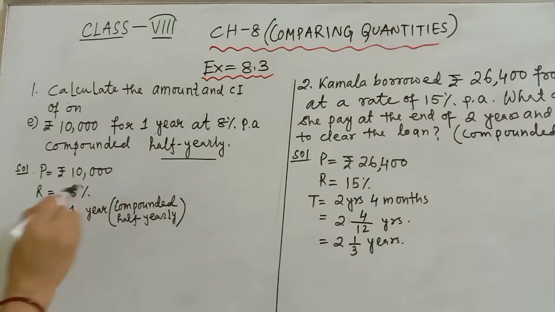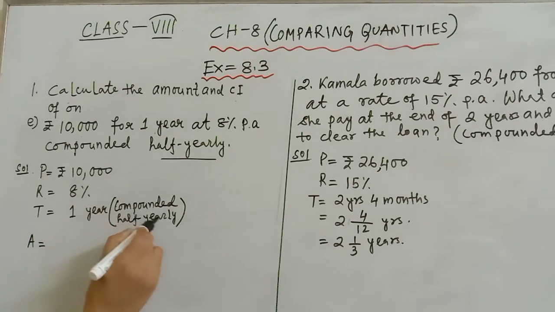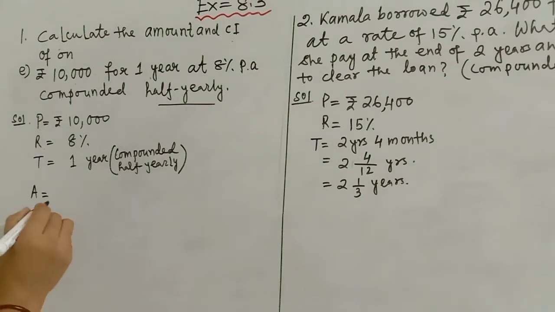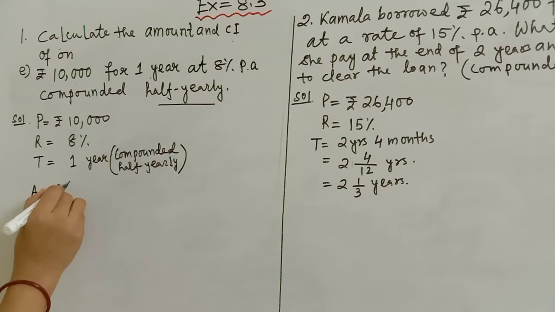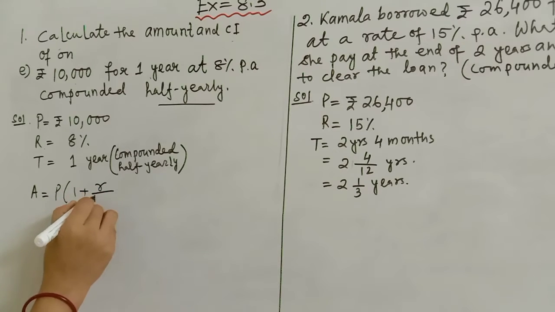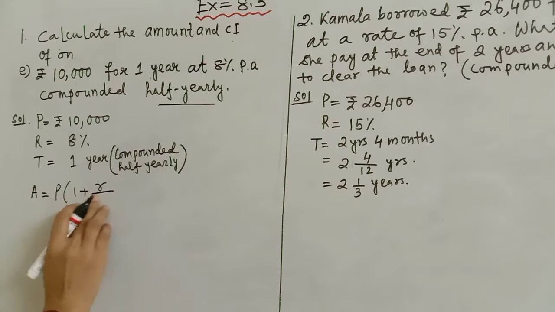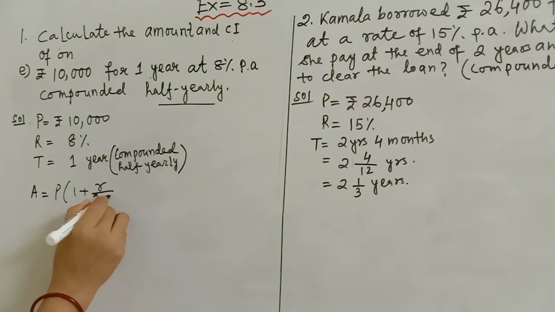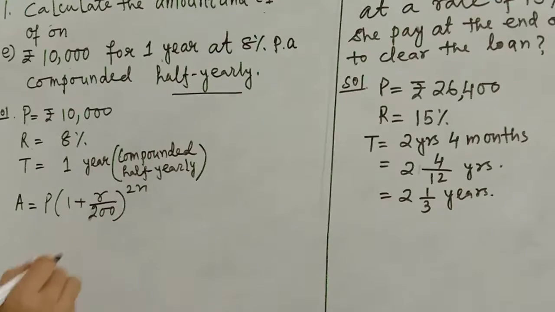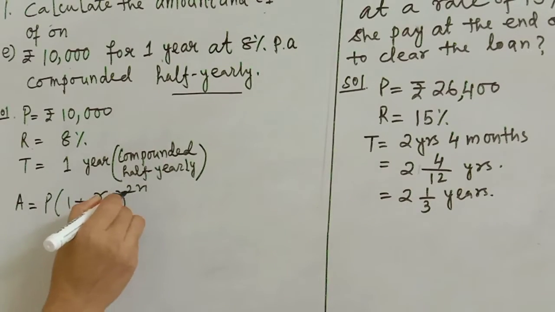So first of all, you clear which one is the principal, which is the rate, and what is the time. After writing time, you will write compounded half yearly so that you can understand. Write the formula first: amount is equal to principal into 1 plus, as it is compounded half yearly, r by 200, whole to the power 2n.